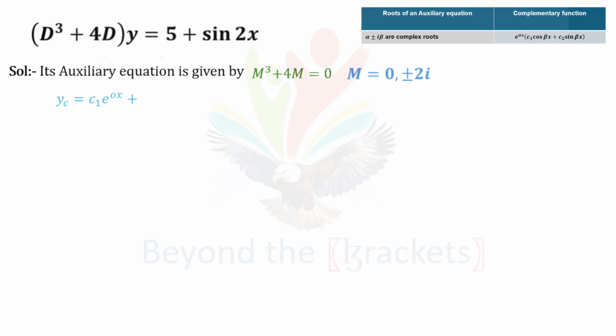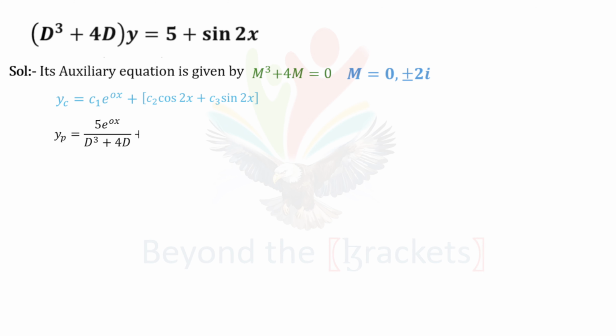We know that for the complex root alpha plus or minus i beta, the complementary function is given by e power alpha x into c1 cos beta x plus c2 sin beta x. Here alpha is 0 and beta is 2. So we get c2 cos 2x plus c3 sin 2x. Particular integral is given by 1 by operator form into RHS. Here the RHS has two terms, 5 and sin 2x, where 5 is type 1 and sin 2x is type 2. So we separate both the terms and solve them individually.